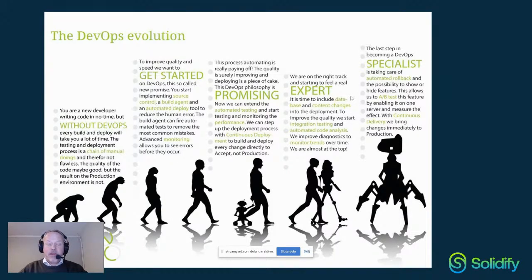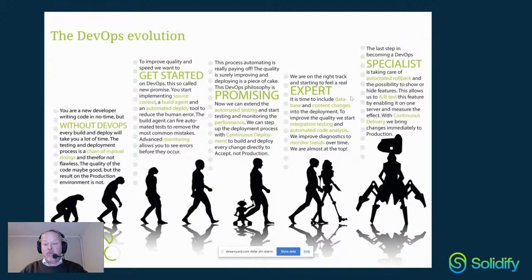Next step is promising. Then we have automated testing and some performance tests. We also have continuous deployment. That means that we deploy all the time to different environments. Next step is expert, where we have integration testing and automated code analysis as well.